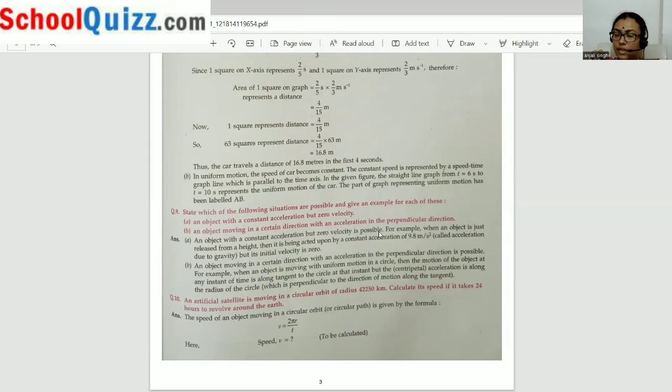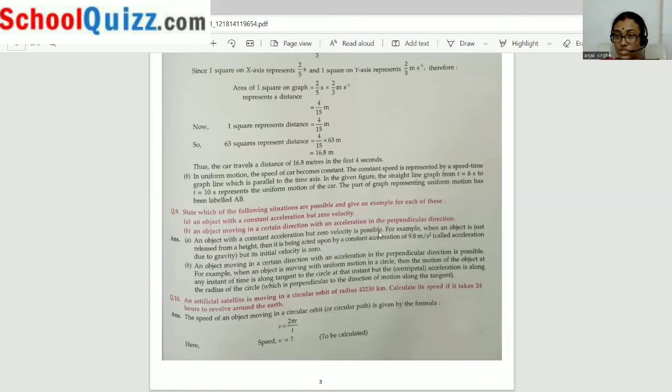Clear? Yeah, here I'm going to read the last point that is important: the velocity at any instant of time is along the tangent to the circle at that instant, but the acceleration is along the radius of the circle, which is perpendicular to the direction of motion, that is actually along the tangent. Clear?